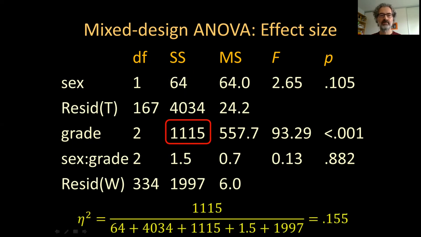For grade, we divide the sum of squares again by the total to get eta squared, and that's 15.5% of the variability in the data that's accounted for by grade. That's the proportion of variability. Remember, this is a proportion of the total. So the remaining 85% is not all noise. Actually, a large part of it is differences between children.